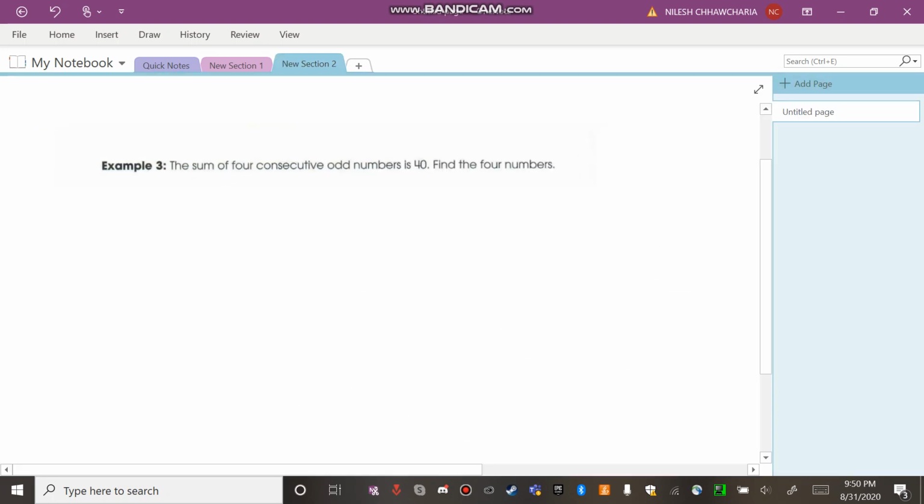So the sum of 4 consecutive odd numbers is 40. Find the 4 numbers. For 4 consecutive odd numbers, we're going to be doing 4 different ones. So 40 divided by 4 is 10. And you might be noticing that 10 is not an odd number, that's an even. However, that's still really useful because that's going to be our surrounding numbers. So 10 is in the middle and we need 4.